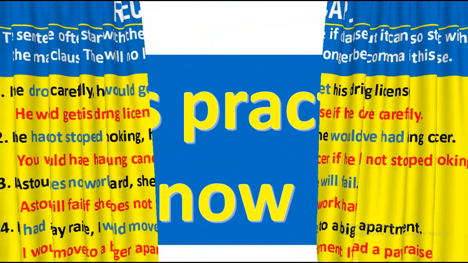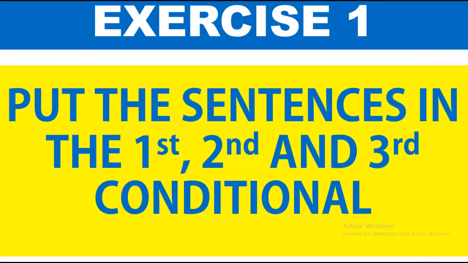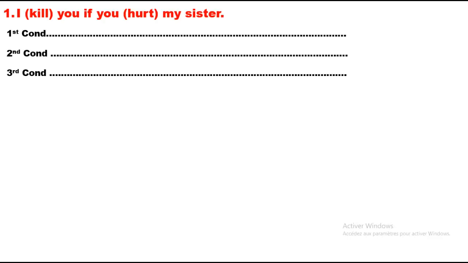Exercise. Let's practice now. Come on. Exercise 1: put the sentence in the first, second, and third conditional. Sentence 1: I kill you if you hurt my sister. First conditional, present future. Second conditional, preterite, simple conditional. And third conditional, past perfect and past conditional.